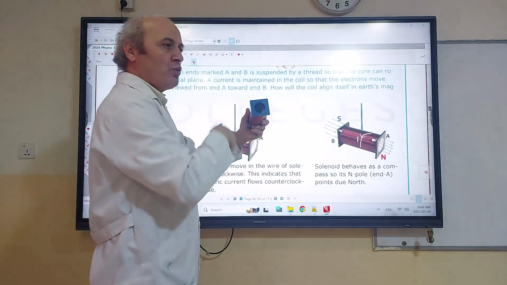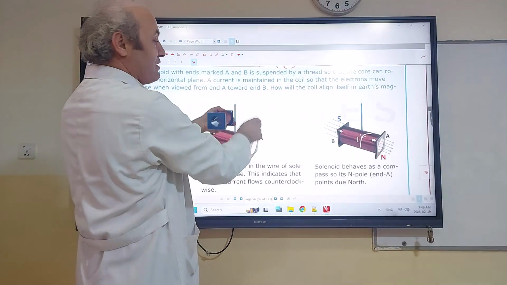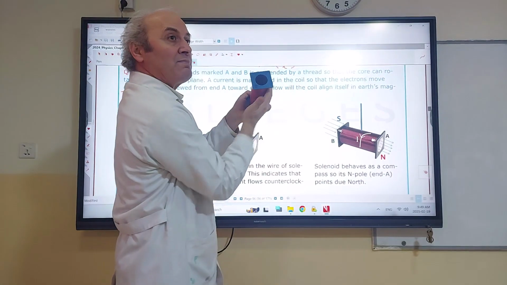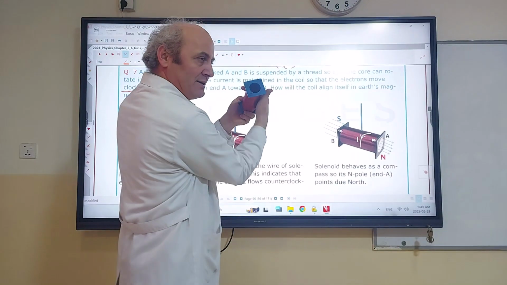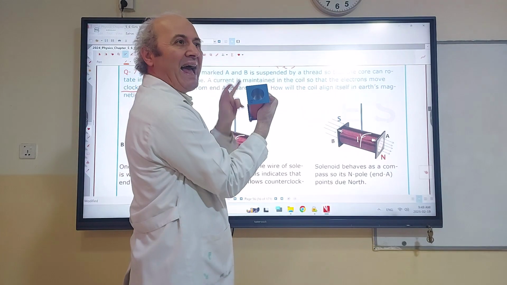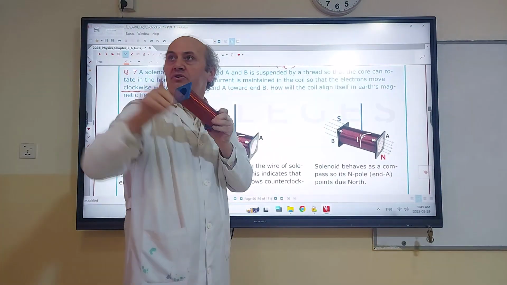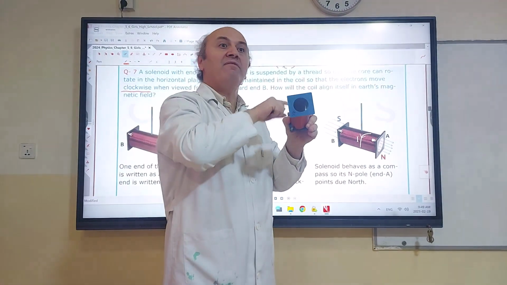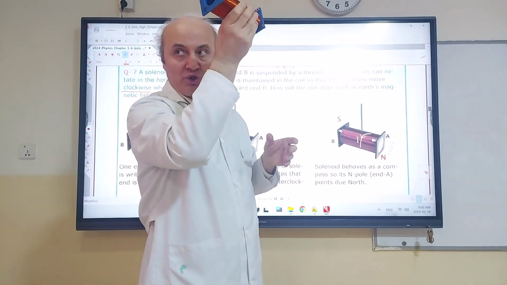Then let's apply. Question says that when we look from A to B, you will see that electrons are revolving clockwise. If electrons are clockwise, then electric current must be counterclockwise. So if electric current is counterclockwise, like this, my thumb is pointing which side? A. A is N pole. B is S pole. So N pole points where? North. Where is north? This is north. N pole will point north. Yeah, A will point north. B will point south. This is how it's aligned in itself in the Earth's magnetic field.